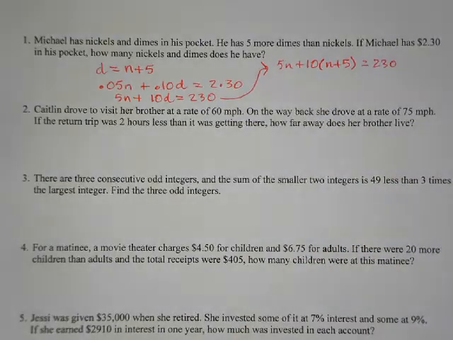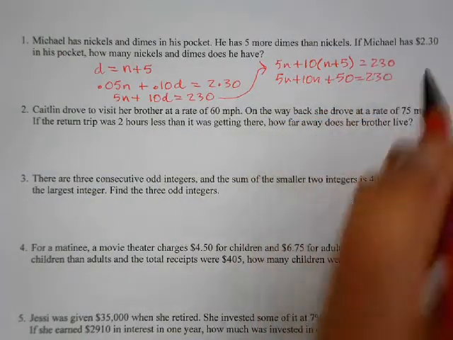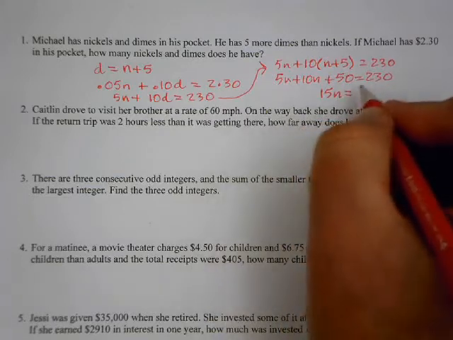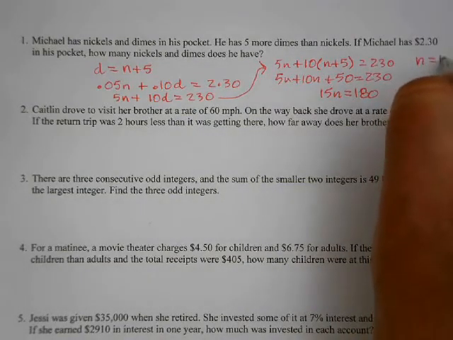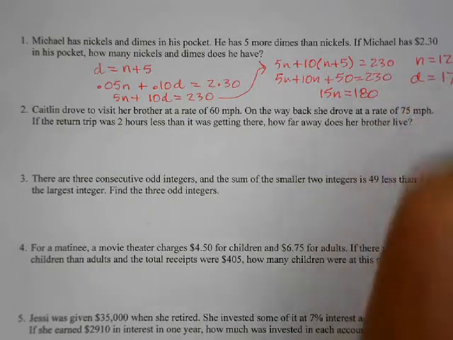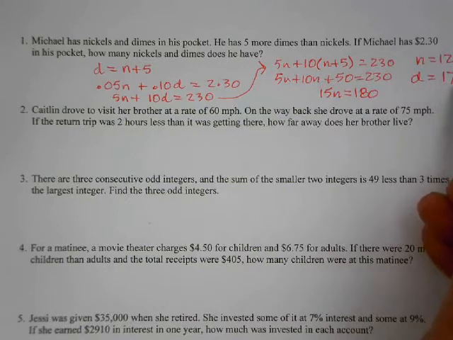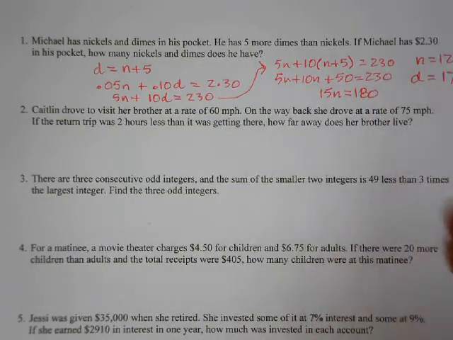Now I have one equation and only one unknown, and so I can solve. First distribute, so 5n plus 10n plus the 50 equals 230. Combine the 5n and 10n, subtract 50 from both sides, will give me 15n equals 180. Divide by 15, and I'll end up with n is 12, which of course means that d equals 17. 12 nickels and 5 more dimes, 17, and of course I could check real quick, 17 dimes, that's 170, or $1.70, 12 nickels, that's 60 cents, $1.70 and 60 would give me my 230, and so there are my answers for the first one.